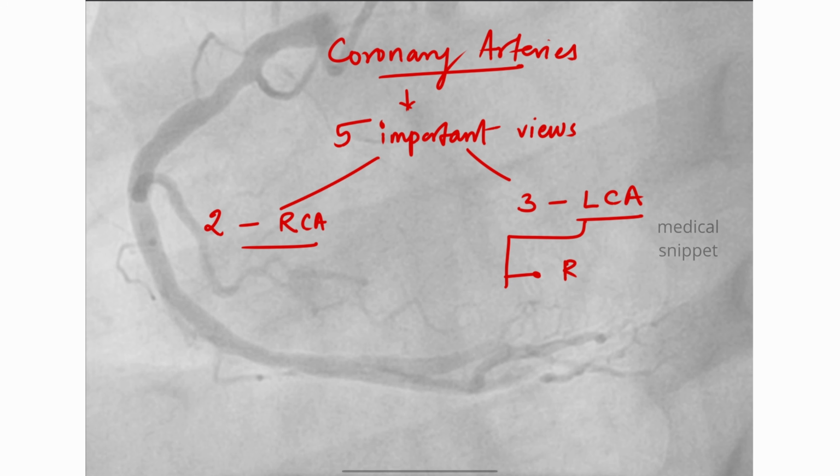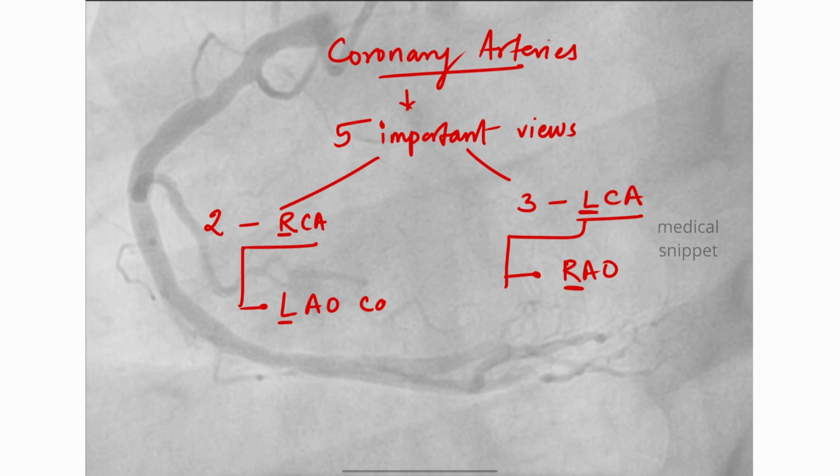RAO or right anterior oblique view is for the left coronary artery. LAO or the left anterior oblique view is for the right coronary artery. Easy to remember is that the views and the arteries are opposite. That is, right anterior oblique view is for the left coronary artery and left anterior oblique view is for the right coronary artery. This holds true but for one special view for the left coronary artery that I will mention in a while. These are not hard and fast rules, but it applies for most of the times.